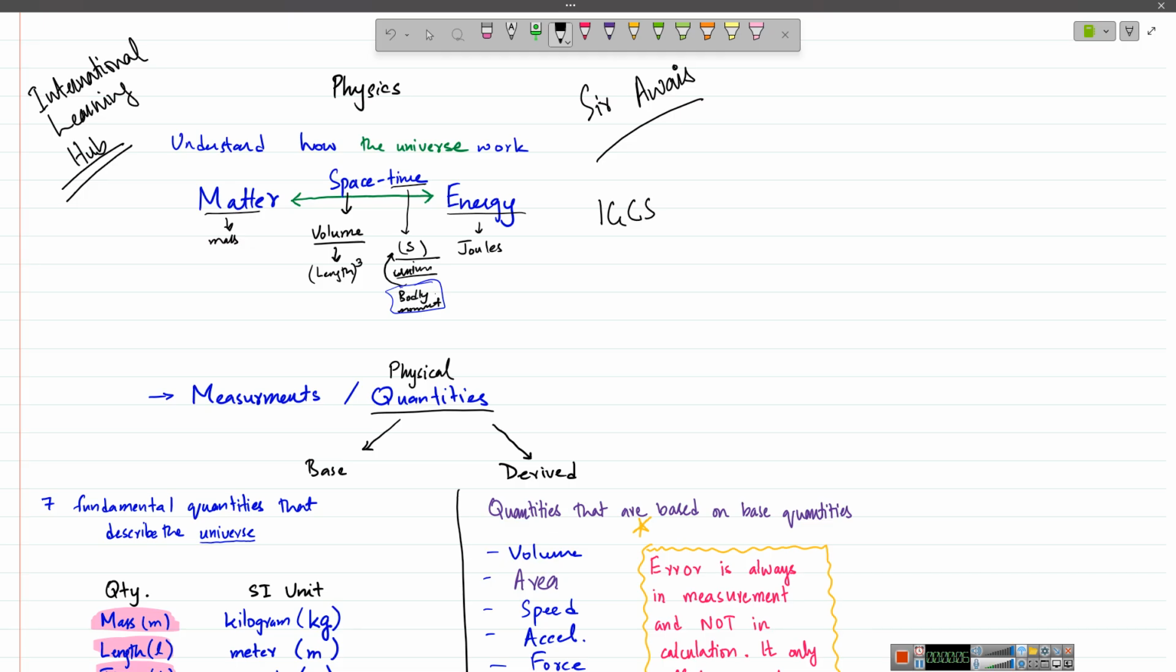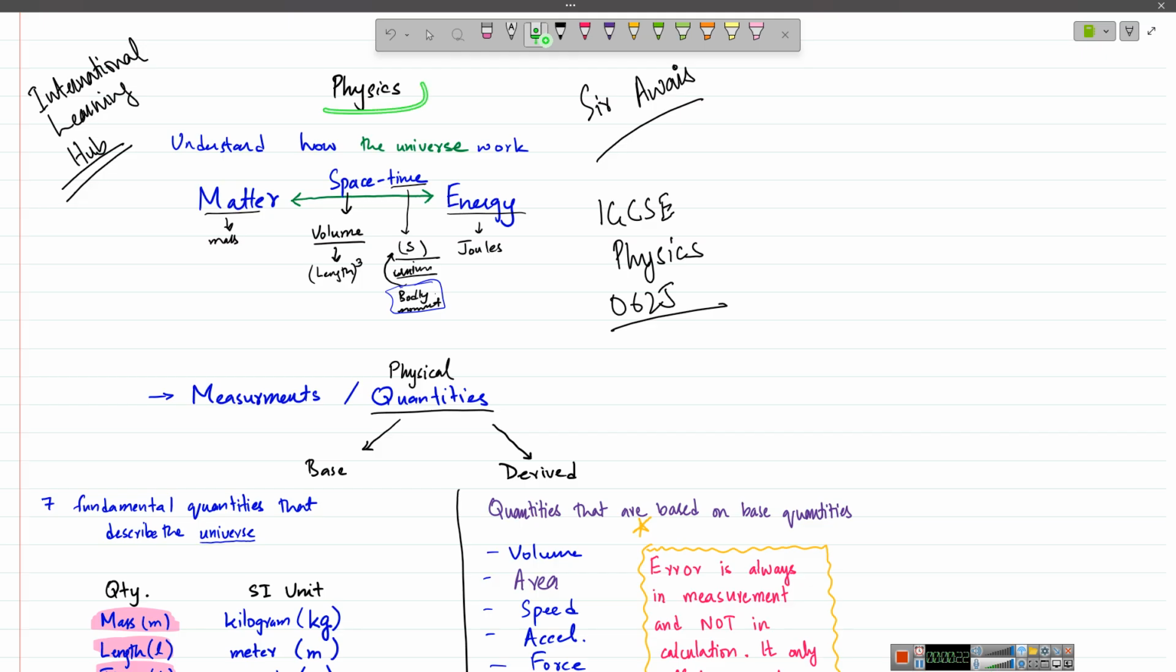Let me just write it down. IGCSE Physics course code 0625, right? This is the revision series. We're going to cover the topics very quickly. I'll get you through all the topics and every important detail for the exam in a very quick run, right?